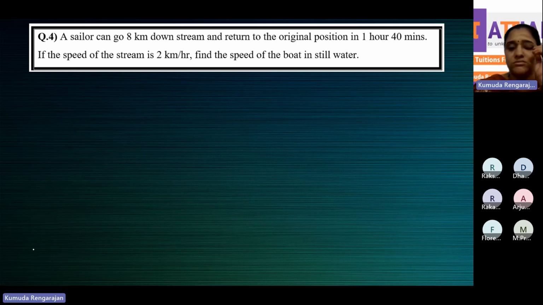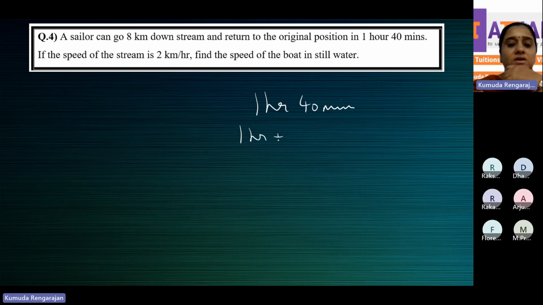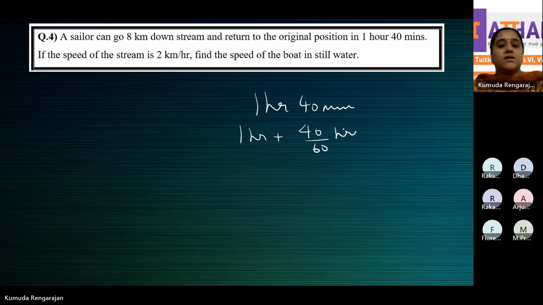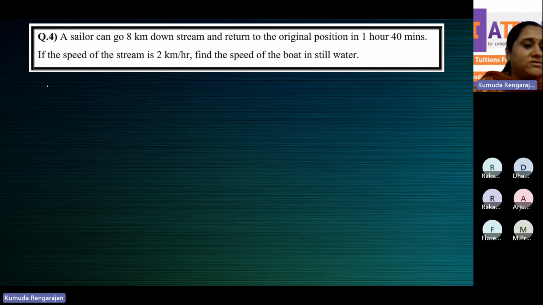Or if you feel like, why like this, then you do the regular conversion, like 1 hour 40 minutes. That means 1 hour plus 40 minutes, which is 40 by 60 hours, correct? This is what we did when we were in 5th and 6th standard, converting 1 hour 40 minutes.